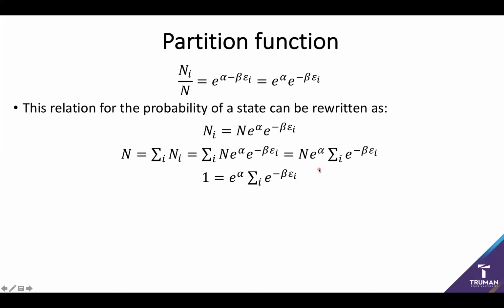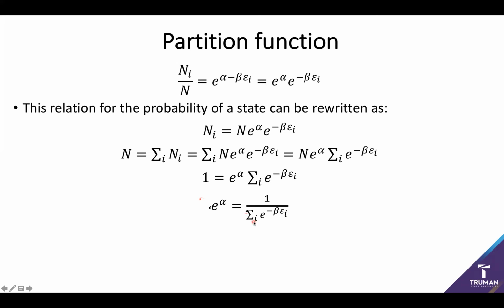Those two should be able to cancel out. And what I have is that the exponential of alpha plus the sum of our energy expression, when multiplied, should end up equaling 1. We can then rearrange this equation to solve for E alpha. So what we now know is that E alpha is equal to 1 over the sum of our exponential terms.